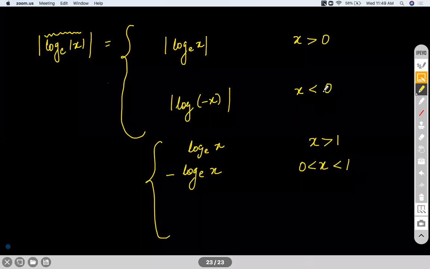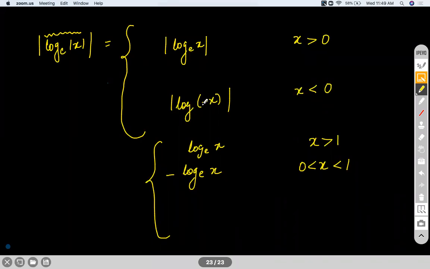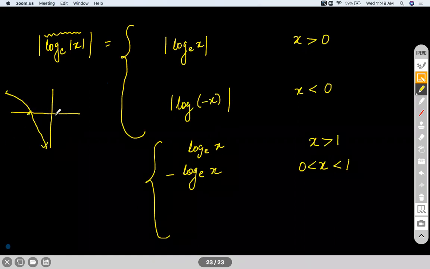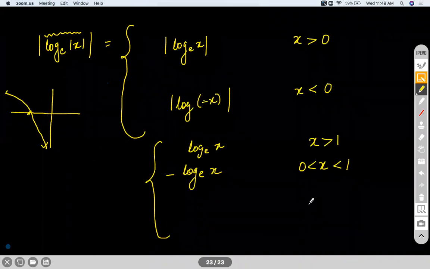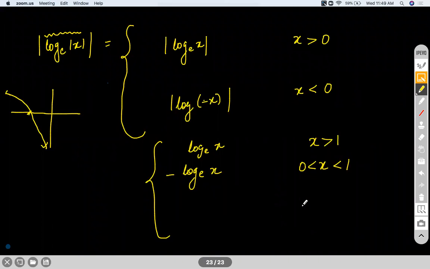Now, less than 0, let's say this is the graph. If you see the log of minus x graph, this is the graph. Less than 0 but before 1, x is negative, right? This is already a negative term, so negative into negative is a positive term. So can I say between minus 1 and 0.